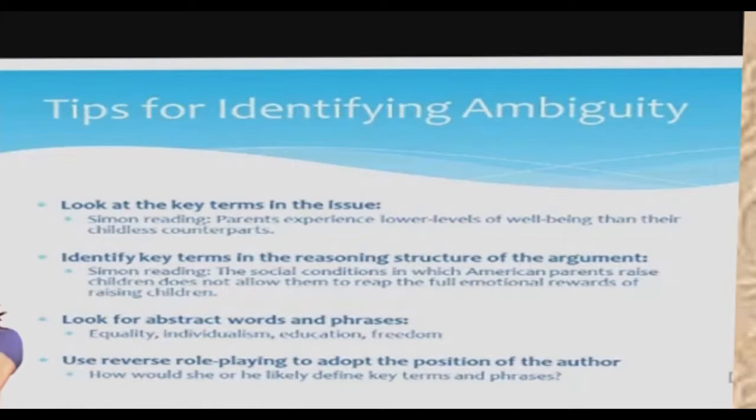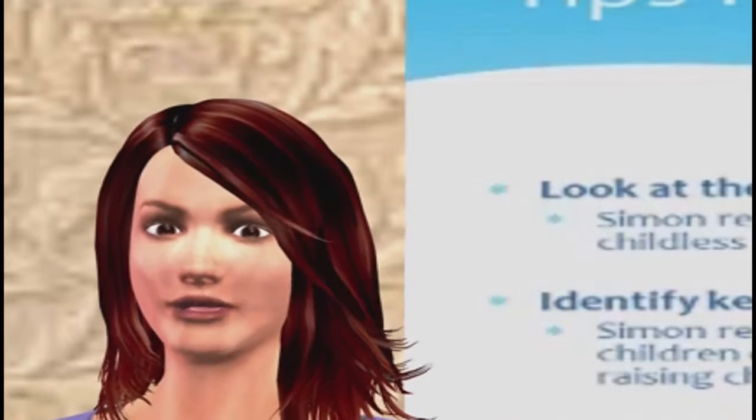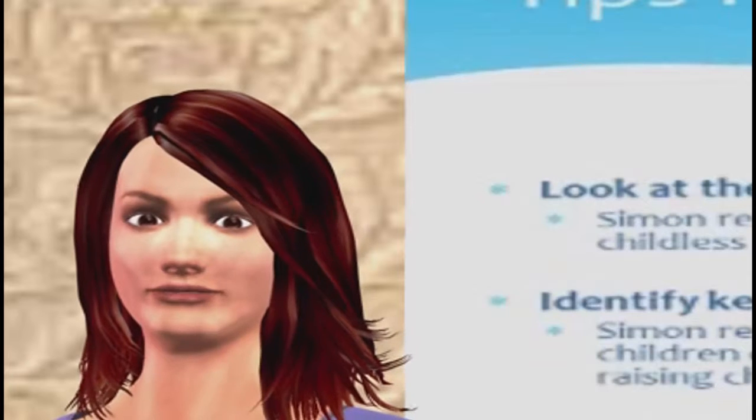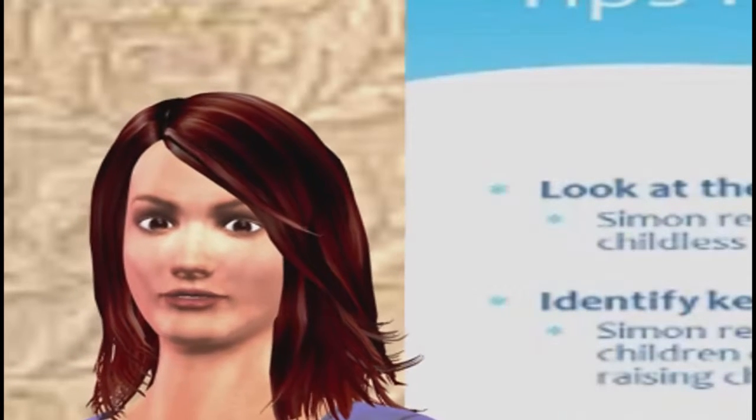So when we're talking about social trends, we have to be very clear about which groups of people we're talking about. Well-being, we just said, could definitely be ambiguous. And then childless counterparts, not quite as ambiguous, but we could even question, what exactly does it mean to be childless? Does that mean that one does not have their own biological or adoptive children? That's usually what it means, but you can see how even that would be ripe for some ambiguity.